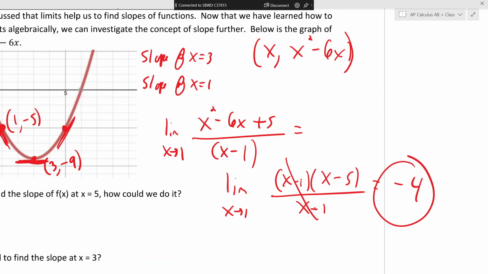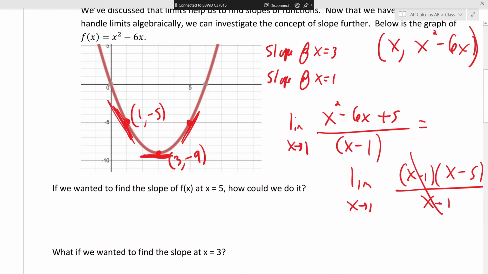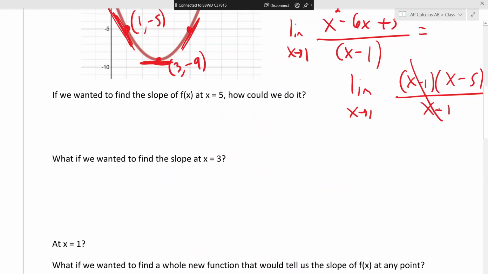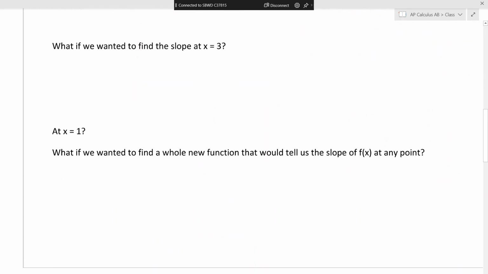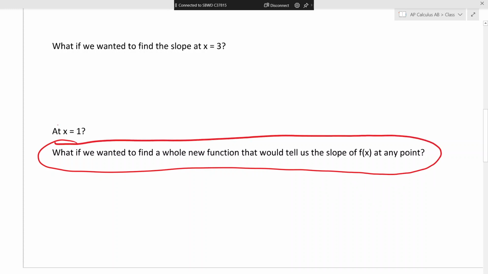Okay? Now, we're going to ramp up a little bit. We're going to take this back instead of choosing numbers here. We're going to make it a little more variable, less concrete. All right, so anyway, we're good with these. We got 3, we got 1. Here's our question right here. What if we wanted to find the slope at any point? At any point at all. We did 5, we did 1, we did 3. If I asked you to find the slope at 10, you can do the same thing. We can keep on doing this over and over again, right?